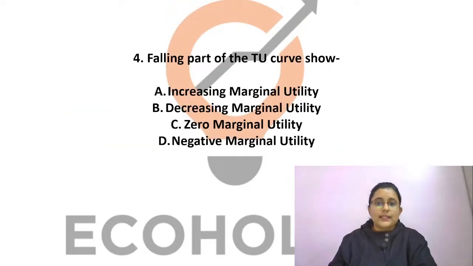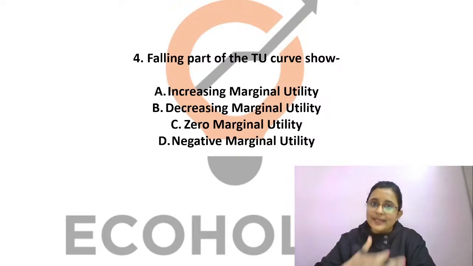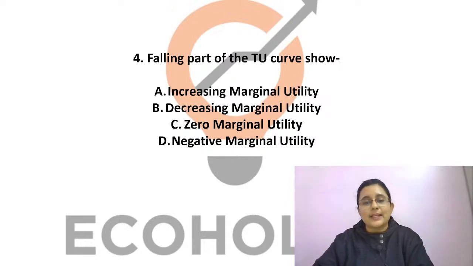Okay, let's move on to the next question. Falling part of the TU curve shows increasing marginal utility, decreasing marginal utility, zero marginal utility, or negative marginal utility. Now this question has become very easy for you, because just now we have done the same diagram, where we had drawn the TU curve and MU curve both. So with the help of that diagram, you can easily answer this question.